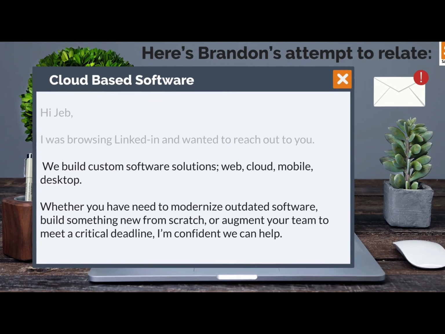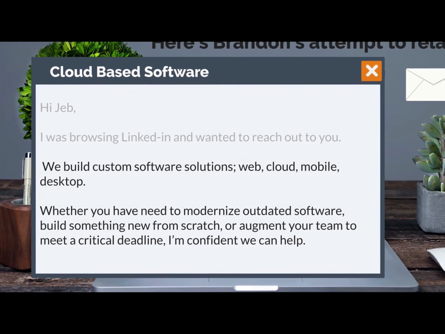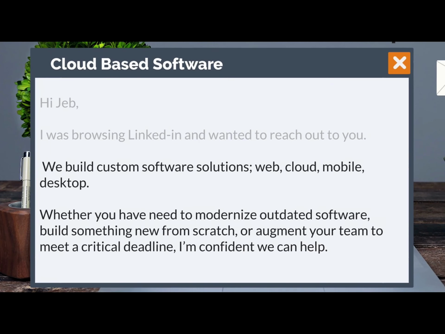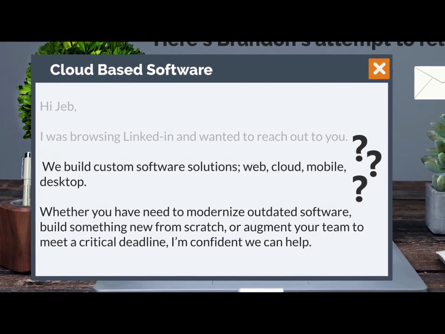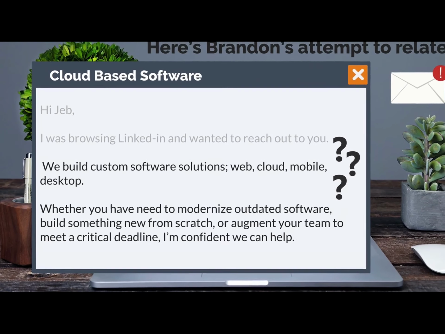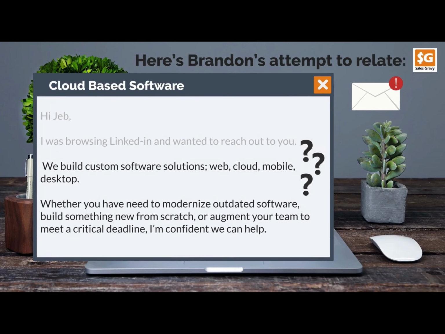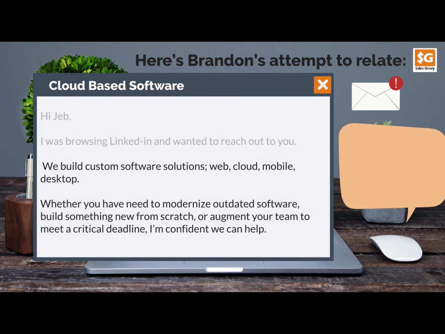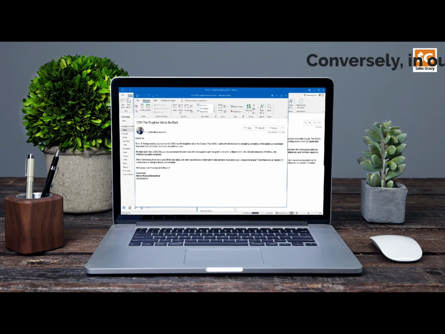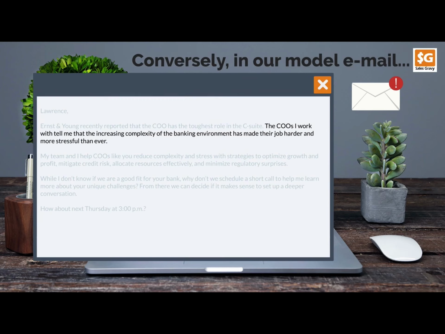We build custom software solutions. Web, cloud, mobile, desktop. Whether you have need to modernize outdated software, build something new from scratch, or augment your team to meet a critical deadline, I'm confident we can help. How does this relate to me or any of my problems? Notice that this paragraph is all about him. Just a features dump. My reaction? So what? Conversely, in our model email, Dave makes the effort to relate.